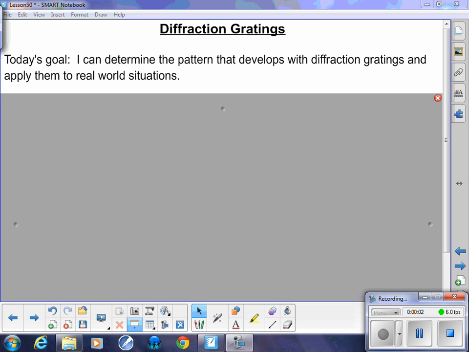Hello and welcome to the final lesson in the 4U course. And we're looking at diffraction gratings as our final topic. So today's goal, of course, being able to determine the pattern that develops from a diffraction grating and basically solving problems involving them, that is, apply them to real world situations.